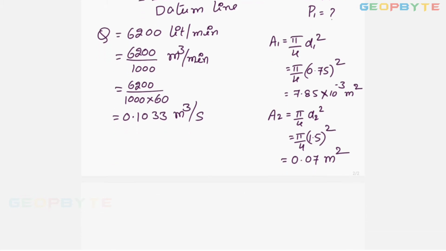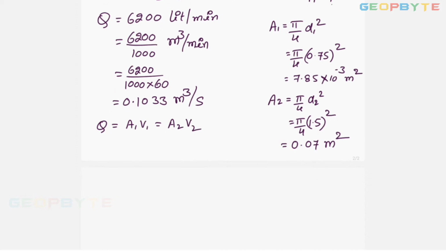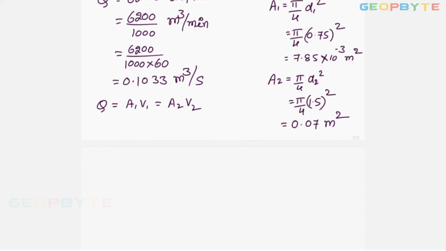Q must be equal to A1 V1 is equal to A2 V2. From this continuity equation you can find the V1 and V2. So let us take Q equal to A1 V1 first. I got Q 0.1033 equal to A1, 7.85 into 10 raised to minus 3 into V1. From this I can get the V1 value.